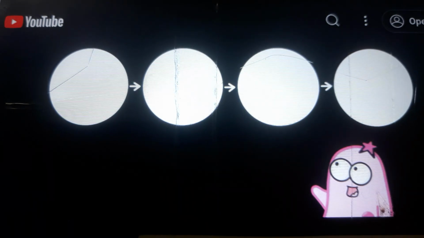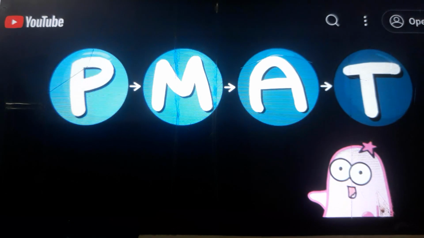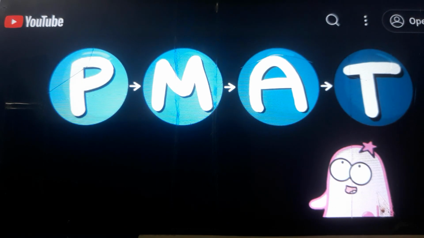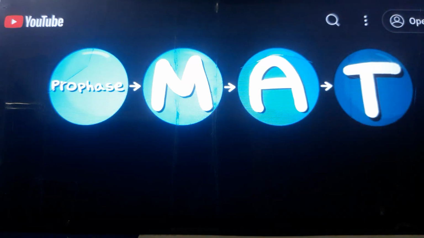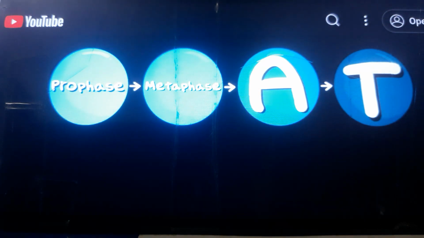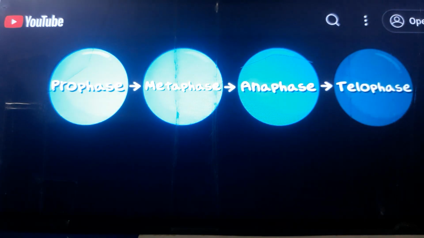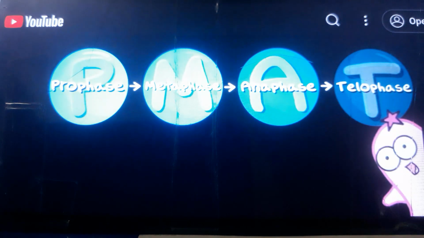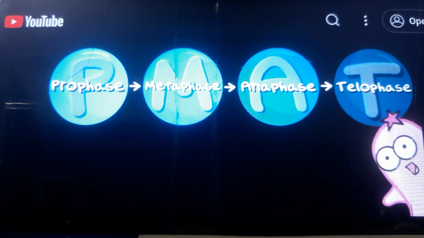Okay, so now we can get right into mitosis. I like to tell students to remember PMAT. It's a little acronym that helps you remember. The P is for prophase, the M is for metaphase, the A is for anaphase, and the T is for telophase. So remember PMAT, the stages in order.